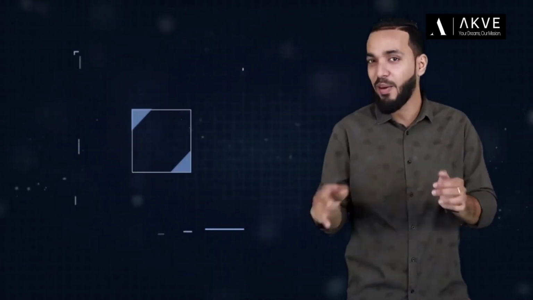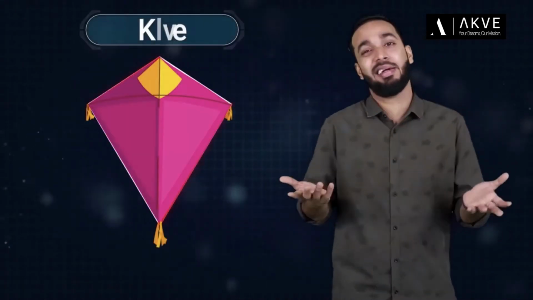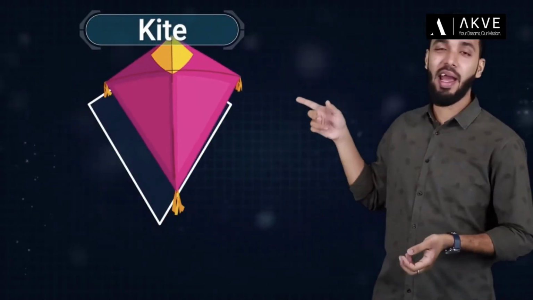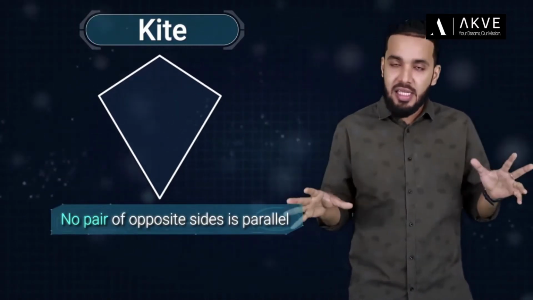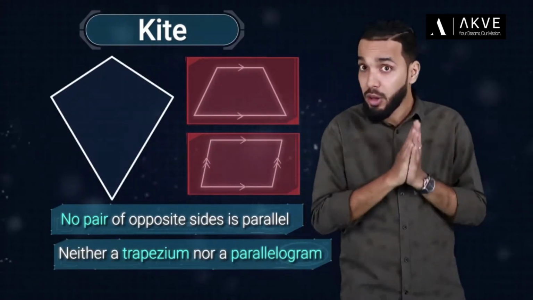Moving on, let's discuss a different type of quadrilateral now. Say this one. Remember what we call it? Correct, a kite. Pretty obvious why it is named so. Now, in a kite, no pair of opposite sides is parallel. So, it is neither a trapezium nor a parallelogram.